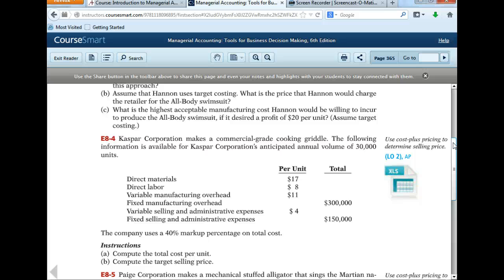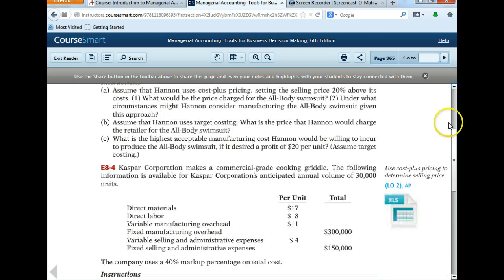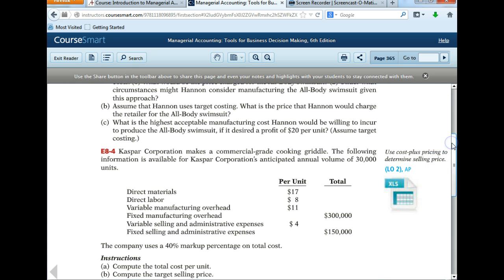Correct. So basically, if they're trying to use target costing, what is the price that Hannon would charge the retailer for the all-body swimsuit? Well, in their case, $100 is the target. Let me make sure I'm saying it right and not screwing you up. The selling price: assume that Hannon uses target costing. What is the price that Hannon would charge the retailer for the all-body swimsuit?